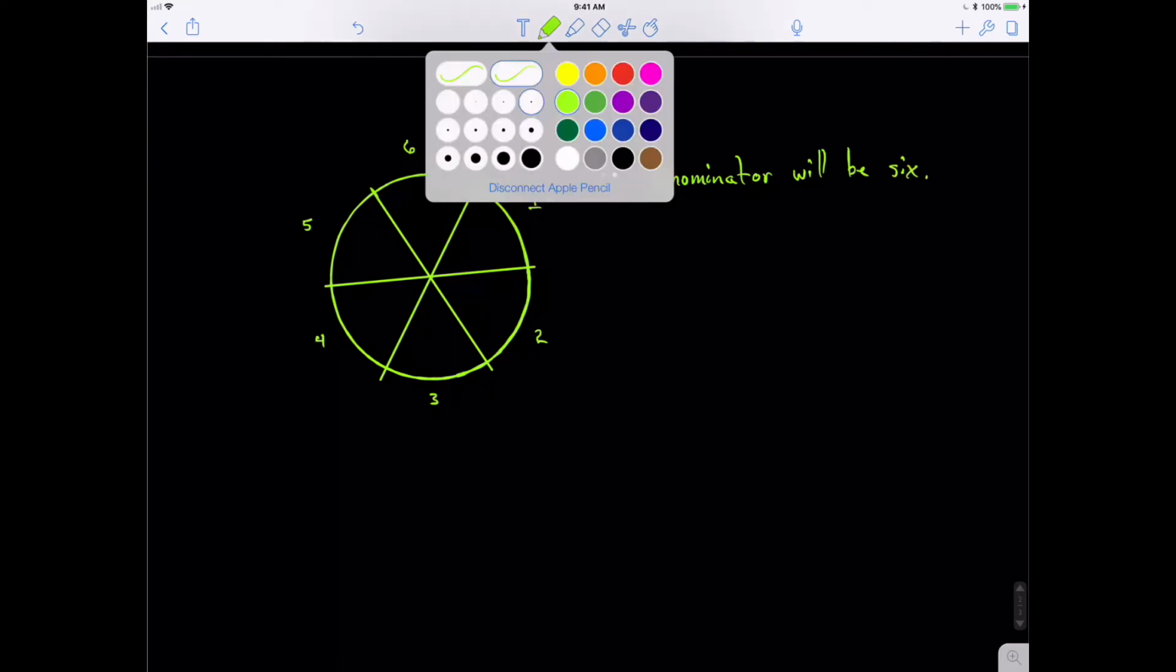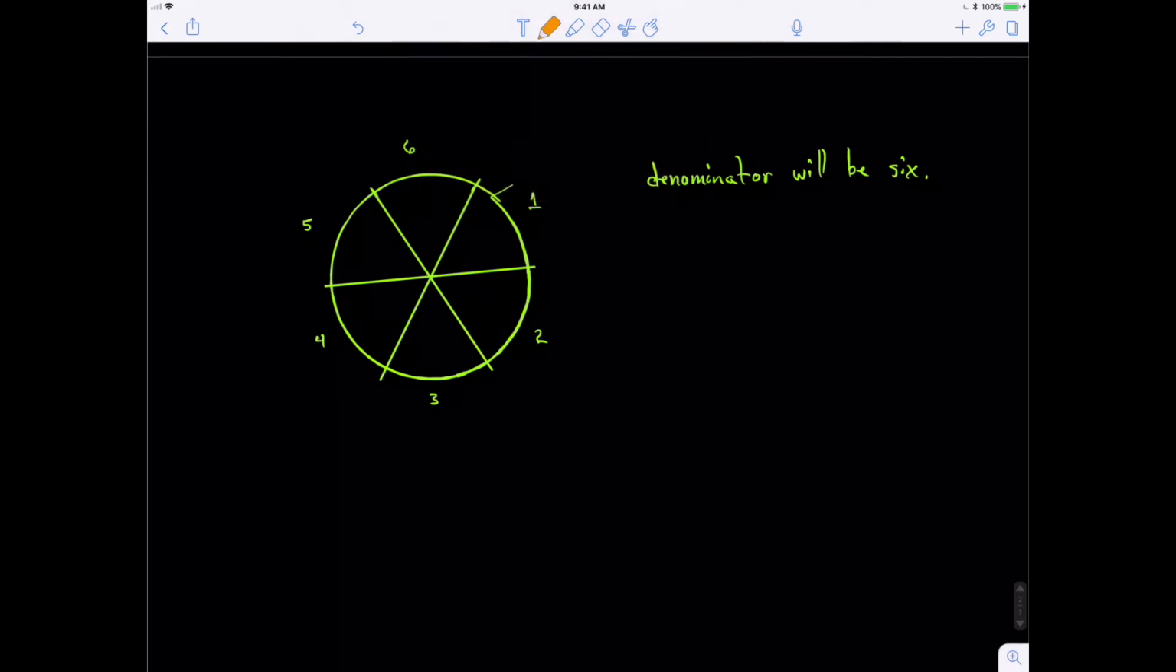Now, let's color some of these. Let's look at some orange pieces. So maybe let's start coloring. I'm going to color this first piece here. Let's color this one orange.